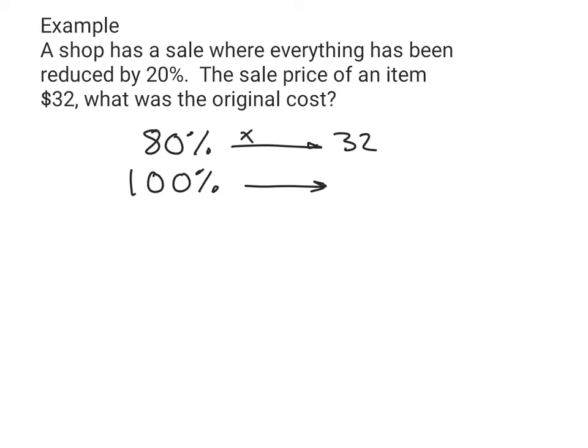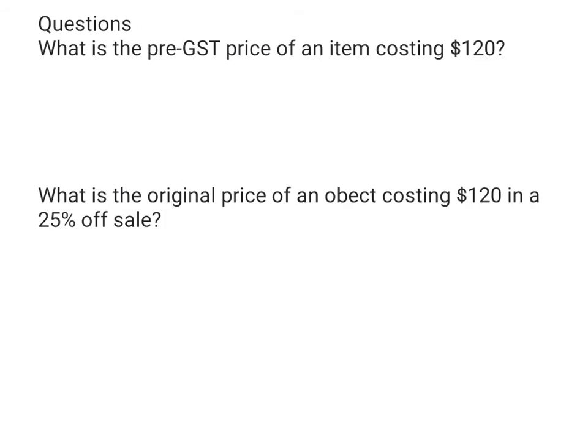But what's the multiplier? Well, 32 divided by 80 is 0.4. We've got the same multiplier here. 100 multiplied by 0.4 is 40. So the answer we would give is that the pre-sale price was $40. Now here I've got two questions for you to try. What you might want to do is pause the video, try the questions, and then when you're finished, start the video again and I'll go through the answers.